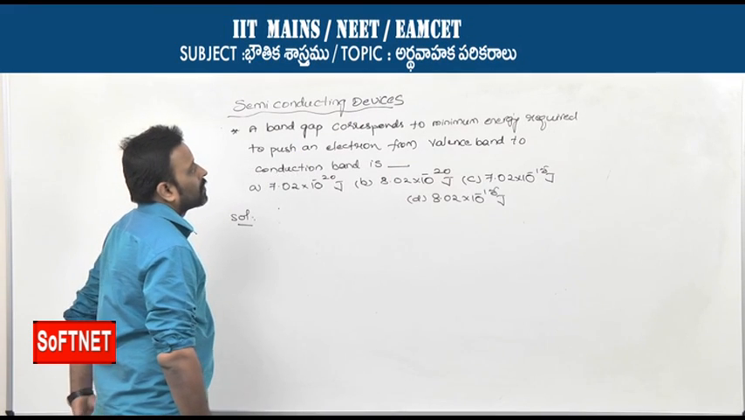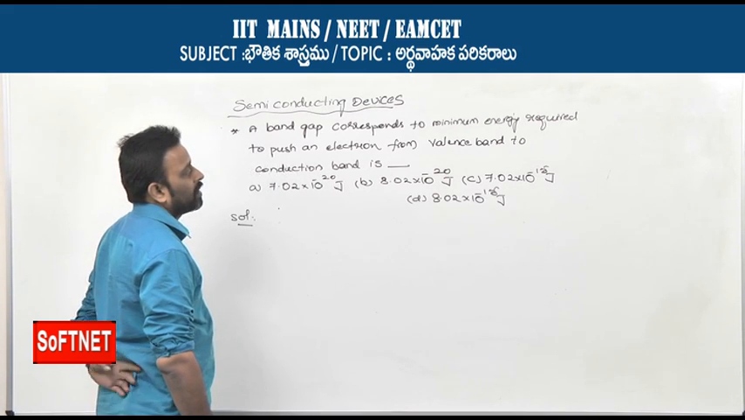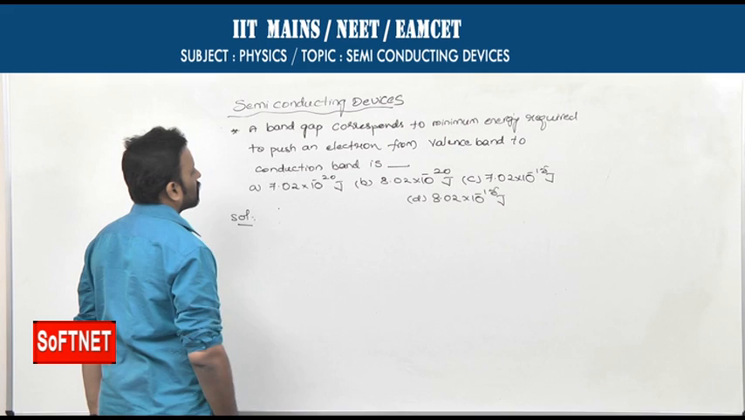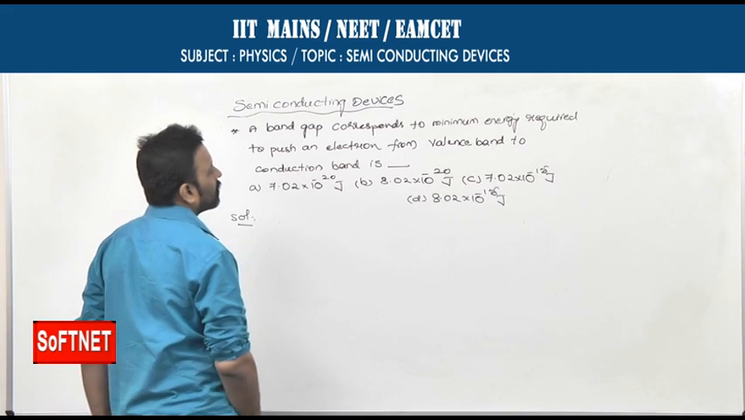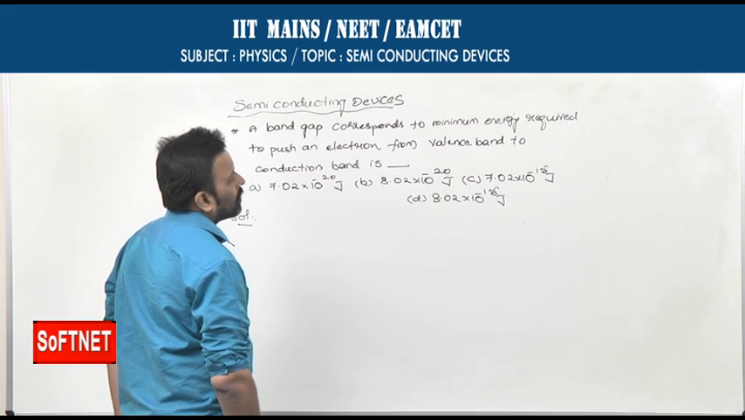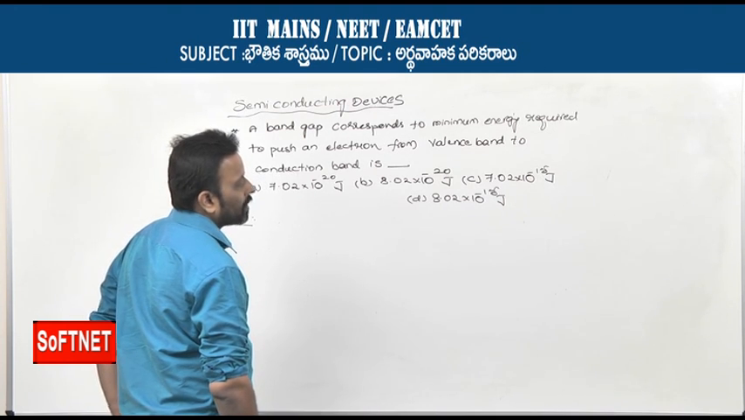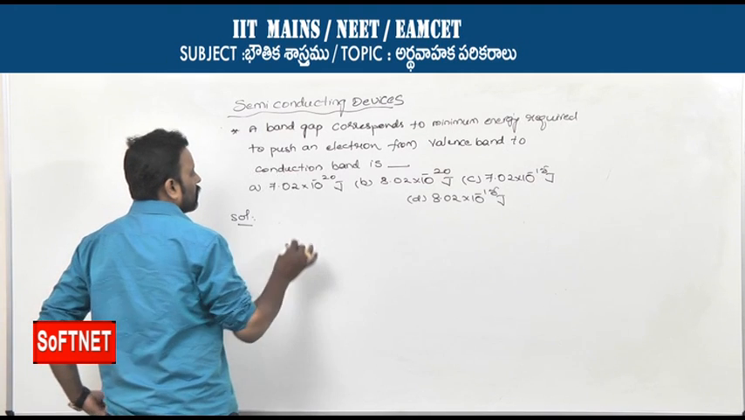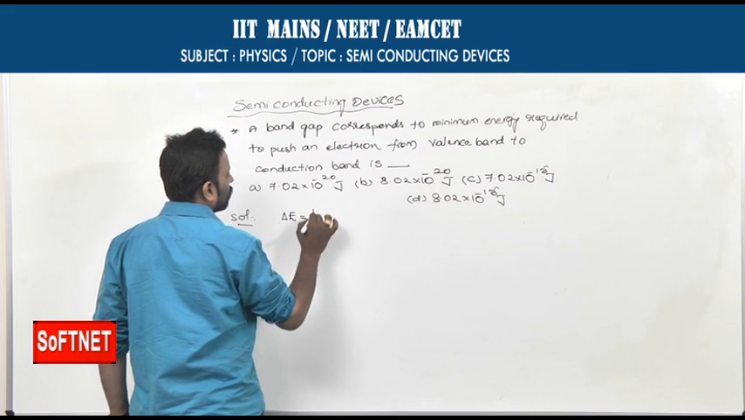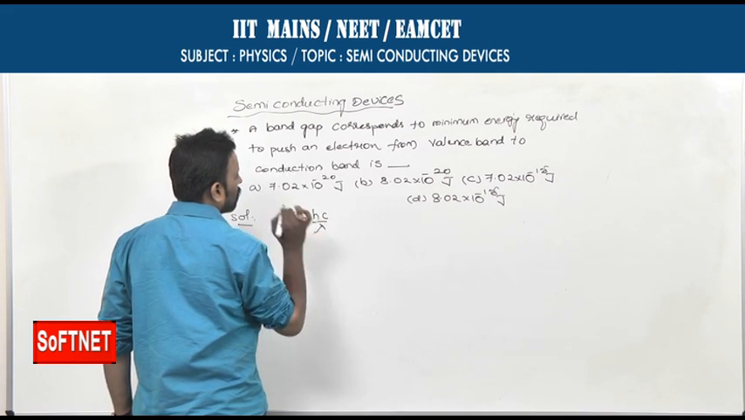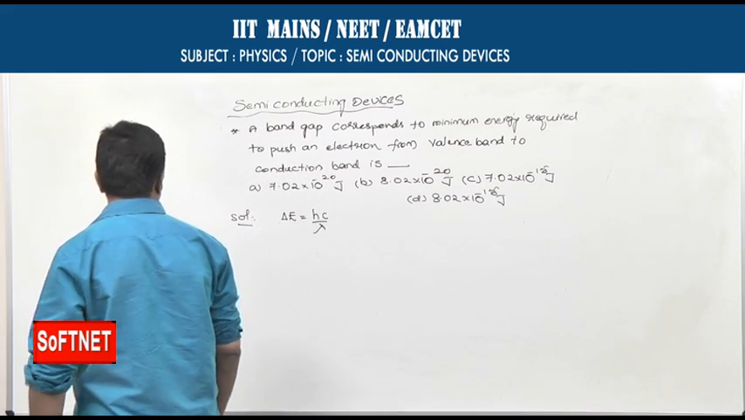A band gap corresponds to minimum energy required to push an electron from valence band to conduction band. You are asked to calculate. The given options are 7.02 10 power minus 20 joules, 8.02 10 power minus 20 joules, 7.02 10 power minus 15 joules and 8.02 into 10 power minus 15 joules. According to the formula for energy, E is equal to hc by lambda.